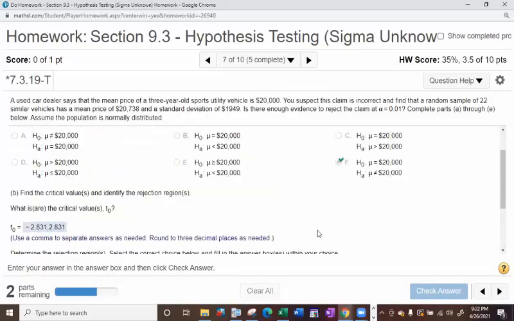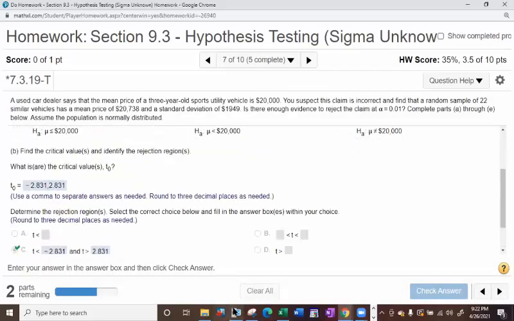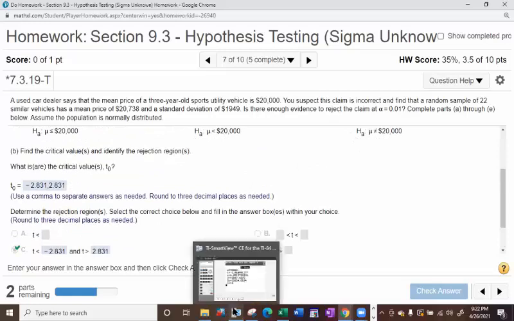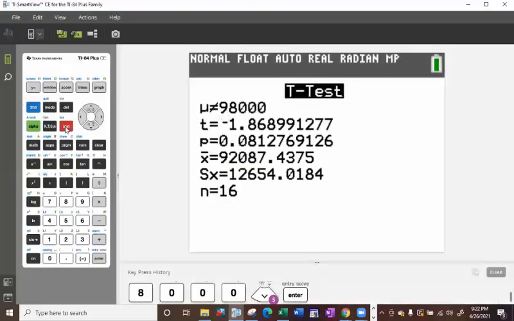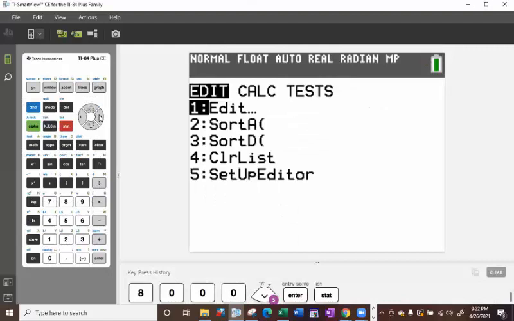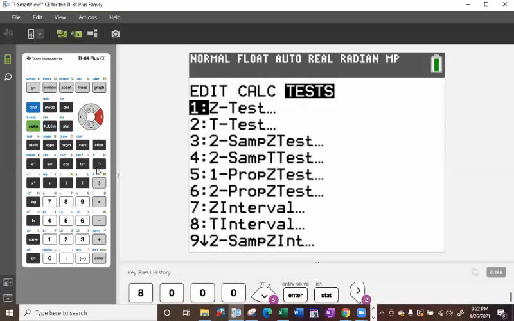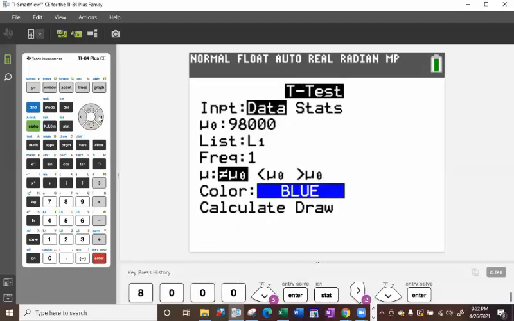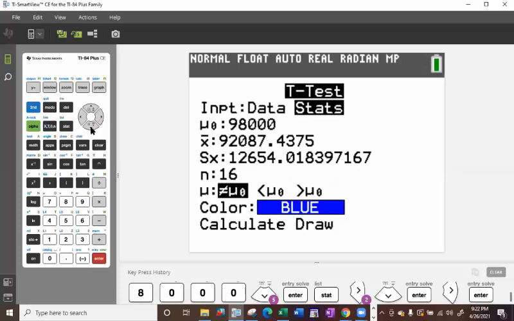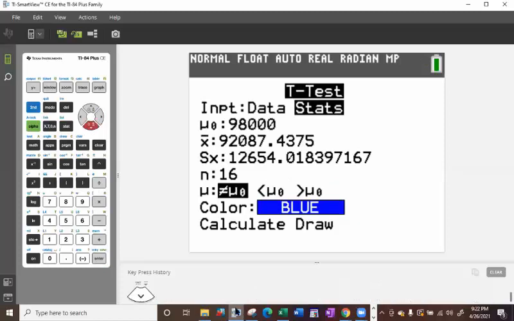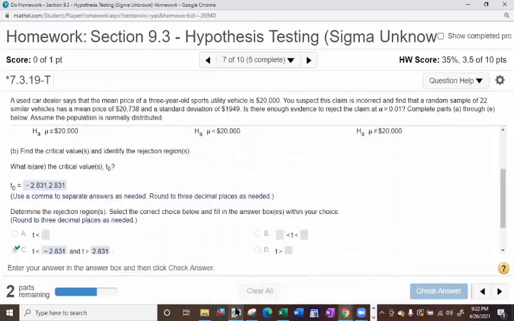Test statistic, all right. Sounds like our friend the calculator is going to go to work here. Stats. 20,000.